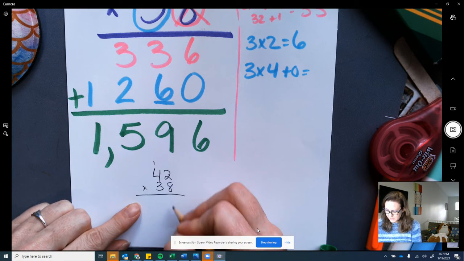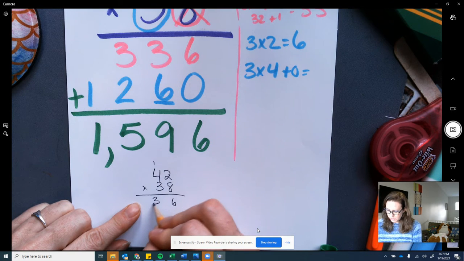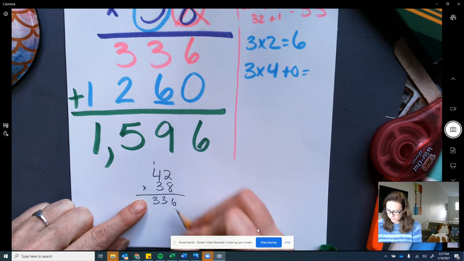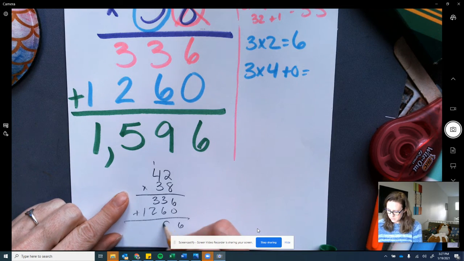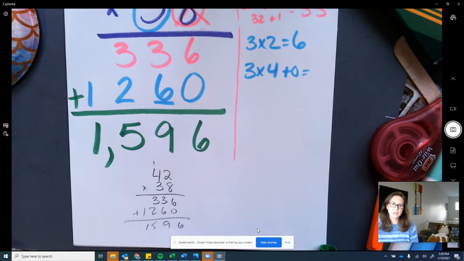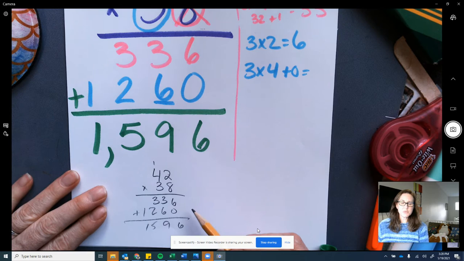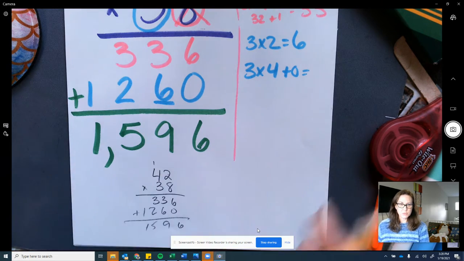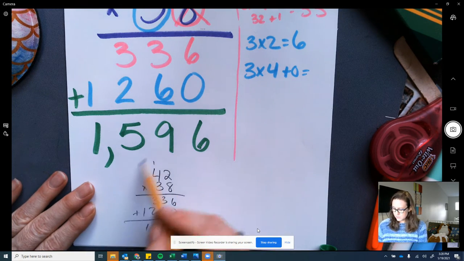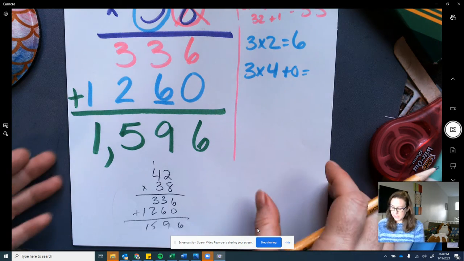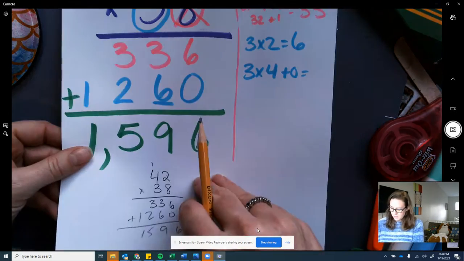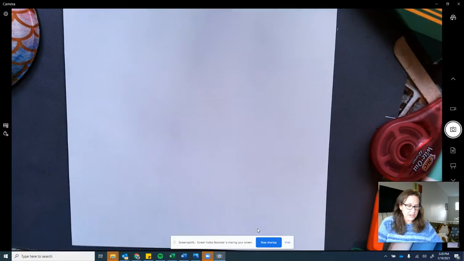8 times 2 is 16, 32, 33, placeholder, 6, 12, done. Okay, that's why this becomes a more efficient way to do multiplication, because when you get used to doing it, this is what it looks like, and this is how fast it can be, okay? All right, we've got a couple more.